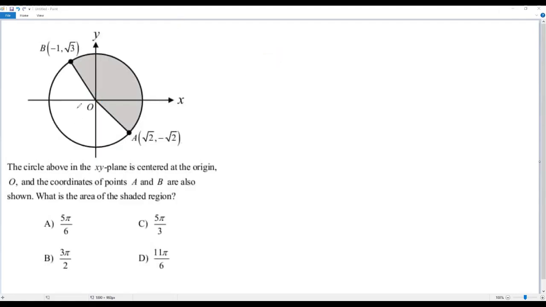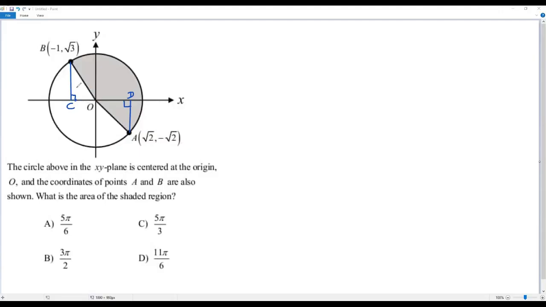Now to get the central angle of the sector, let me draw a vertical line from this point to the x-axis over here. And also let me draw another vertical line from this point to the x-axis. Since both of them are vertical lines, we have a right angle over here and here we have a right angle. Let me say this is point C and this is point D. Now let's consider the right triangle OAC over here.